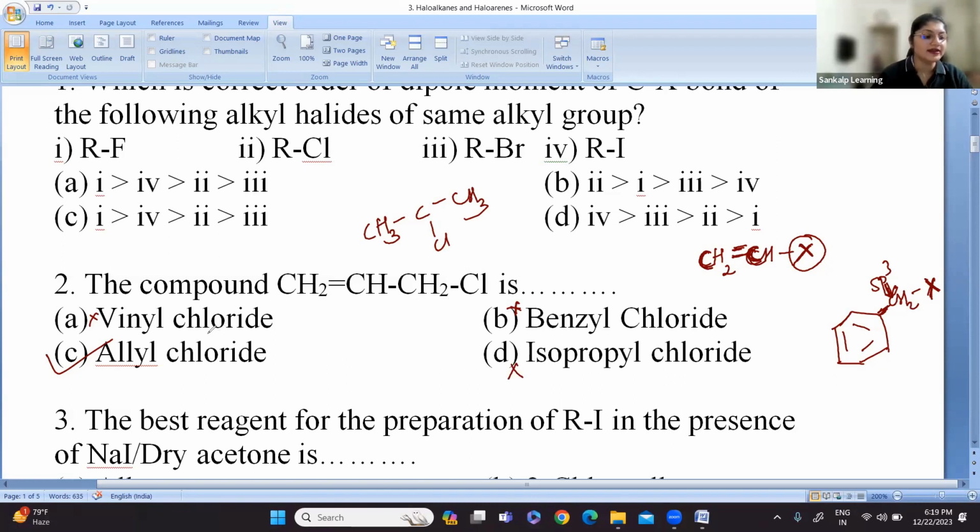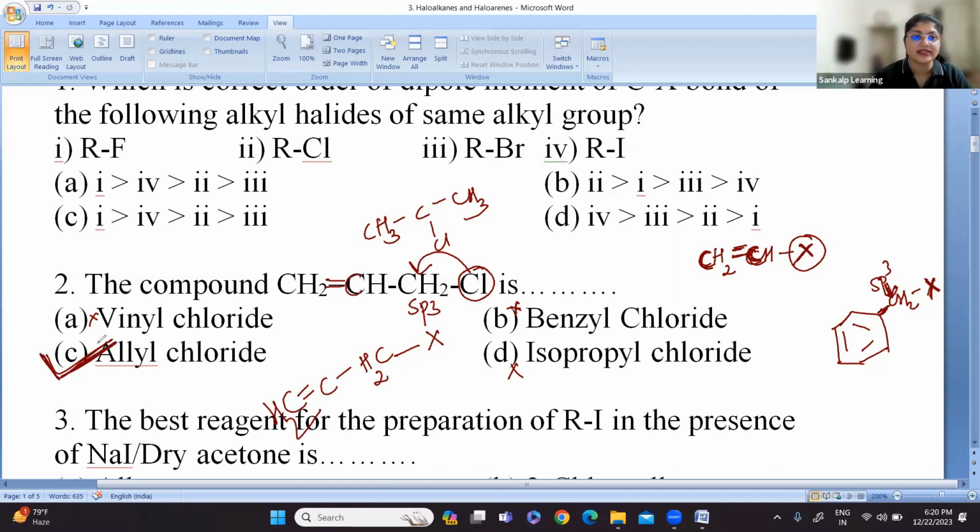Now, what is allyl halide, students? What do you mean by allylic halide? So in allylic halides, the halogen atom is attached to a sp3 hybridized carbon, which is next to a carbon-carbon double bond. So is it the answer? Yes. See, your halogen atom is attached to a sp3 hybridized carbon, which is next to a carbon-carbon double bond. So our answer is allylic halides.